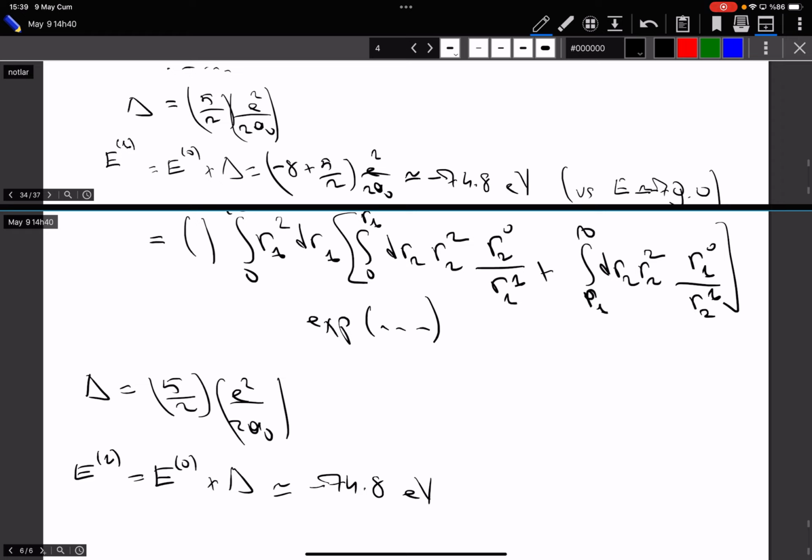Now, any questions? We can do better than this. We will do better than this in the helium atom. Let's take our 10-minute break now, and then we will continue.